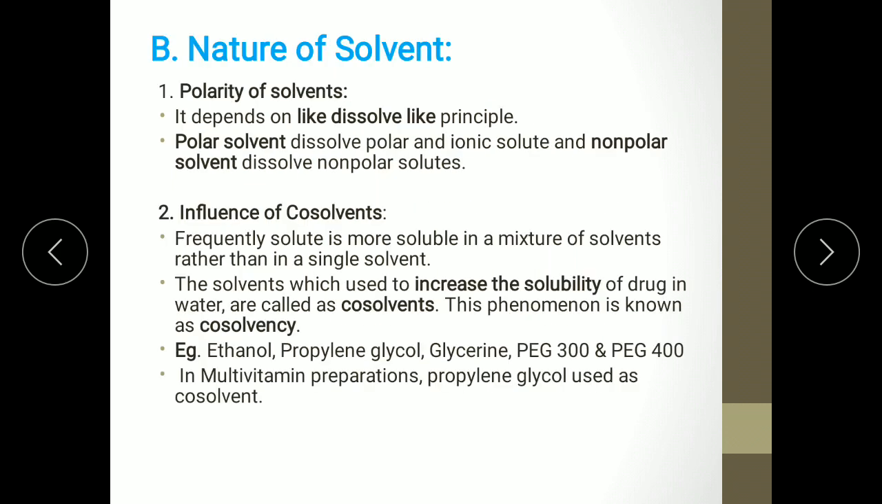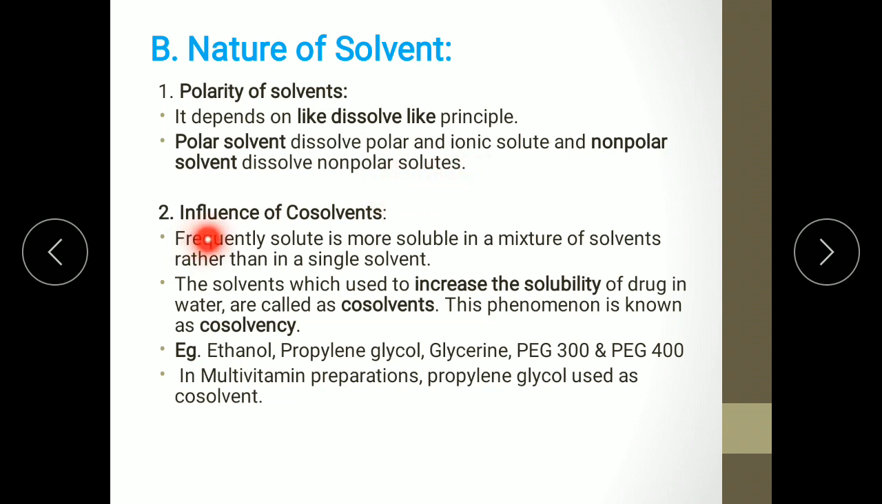Next is the nature of solvent. In nature of solvent, the first one is polarity. The solubility of a drug depends on the polarity of the solvent. It depends on the like dissolves like principle. Polar solvent dissolves polar and ionic solutes, whereas non-polar solvent dissolves non-polar solutes.